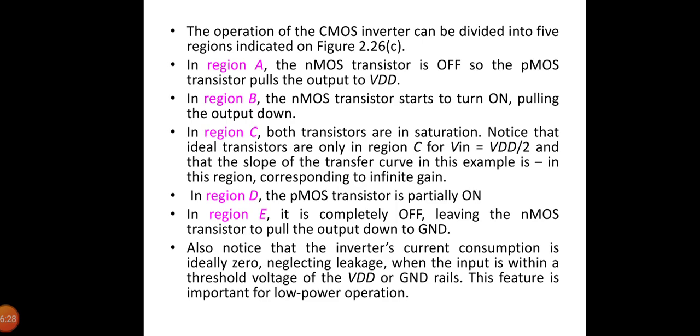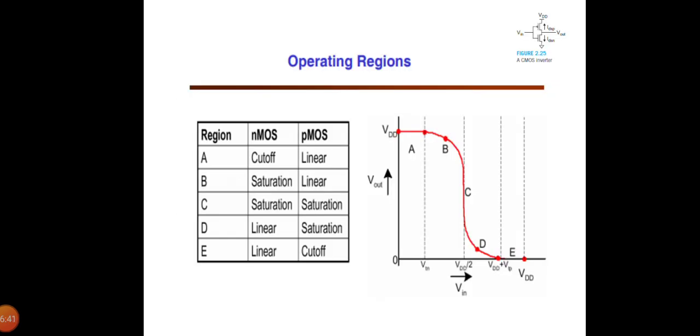Also notice that the inverter current consumption is ideally 0, neglecting leakage, when the input is within the threshold voltage of the VDD and ground rails. This feature is important for low power operation. So this diagram shows the DC transfer characteristics of the CMOS inverter, which shows the relationship between the input voltage and output voltage.